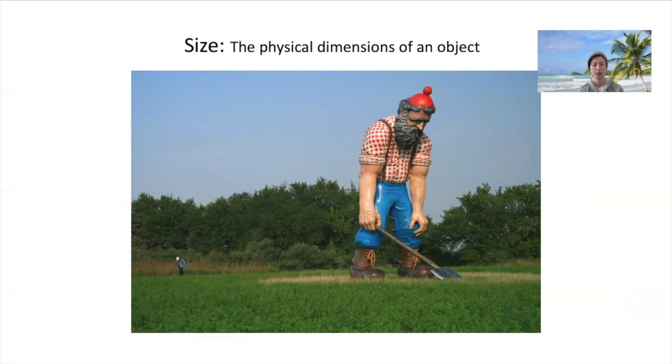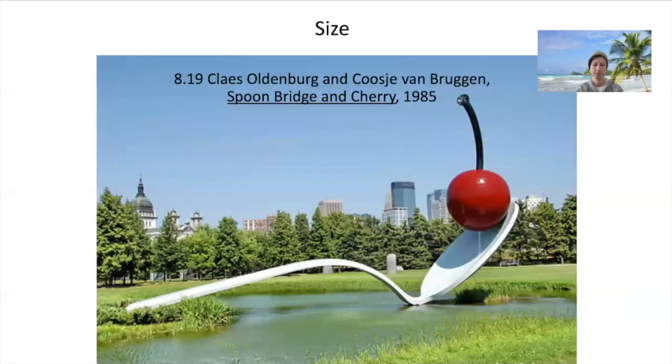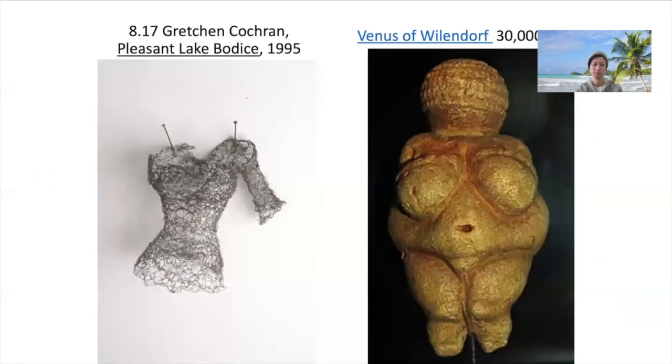Some objects are monumental in size, like some of the sculptures in our sculpture park, or like this spoon bridge and cherry up in Minneapolis. Other objects are minuscule in size, like these two. On the left is Gretchen Cochran's Pleasant Lake bodice from 1995, which is just a couple of inches tall and delicately pinned to the wall.